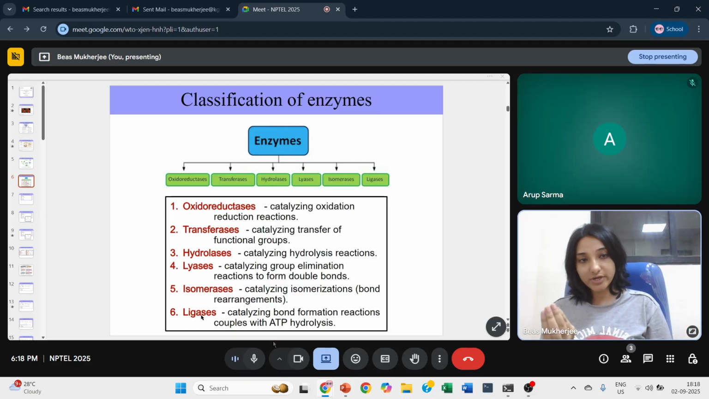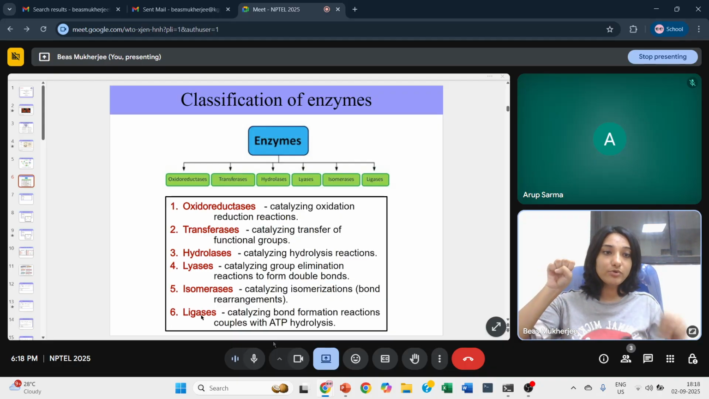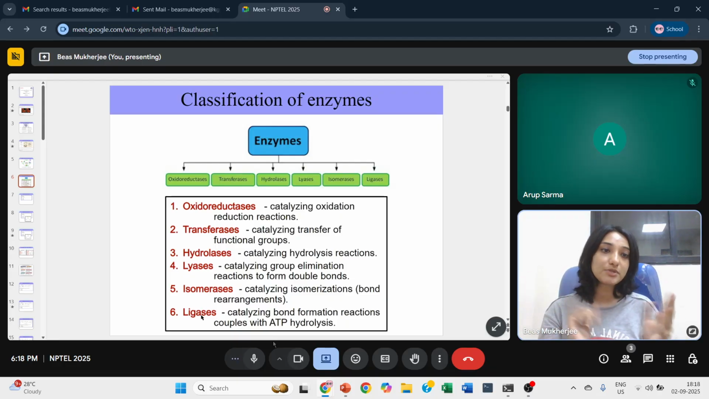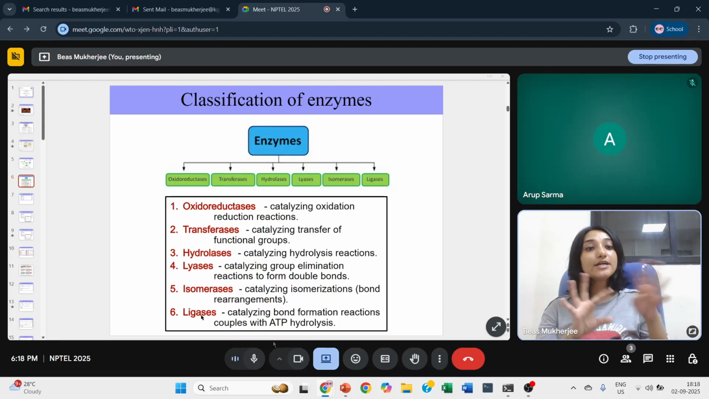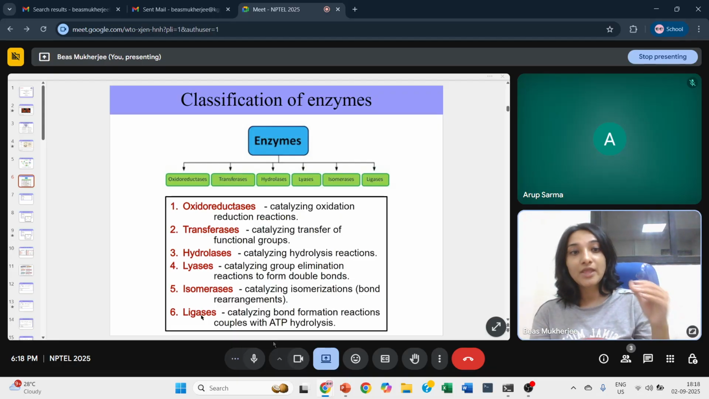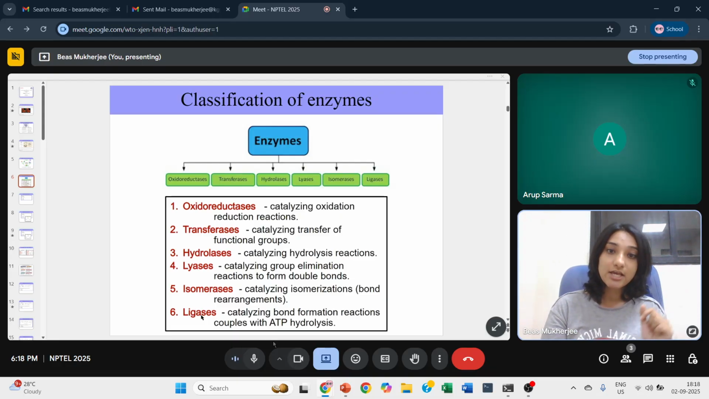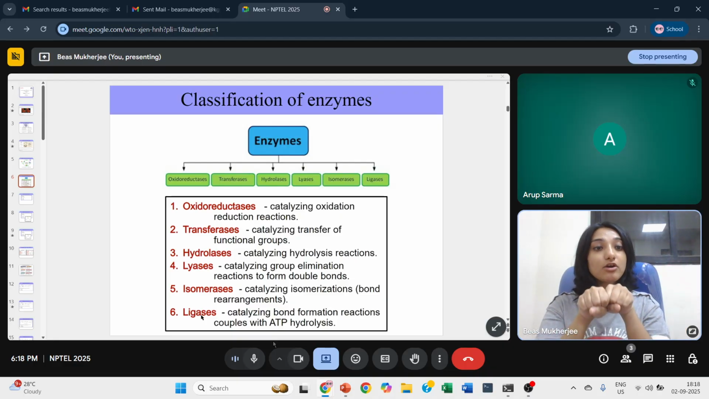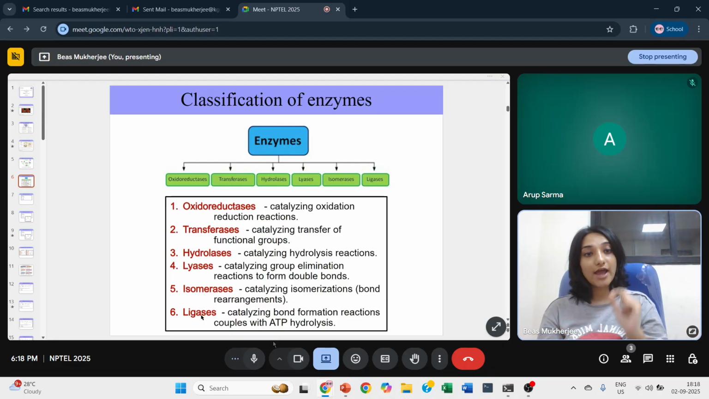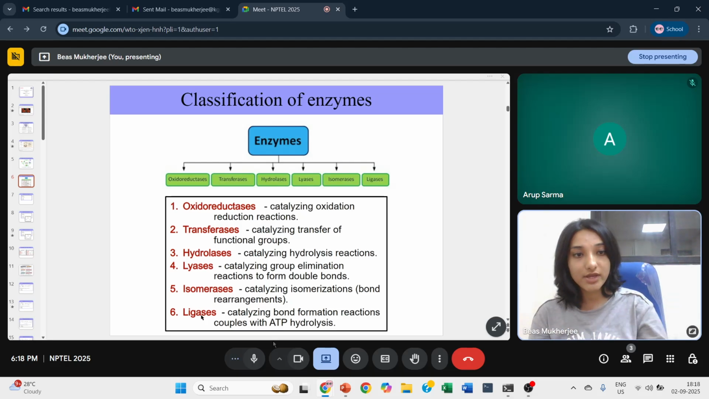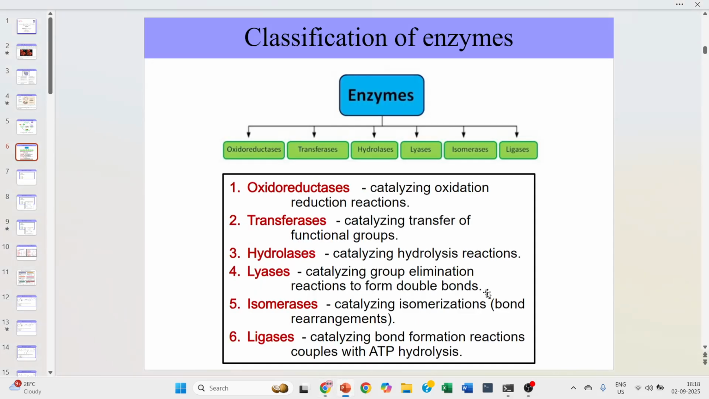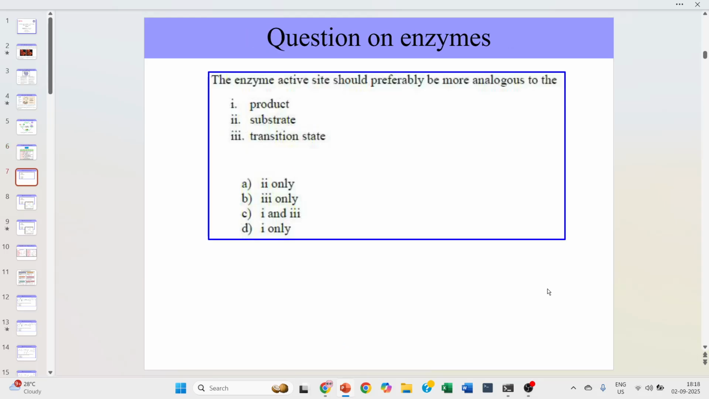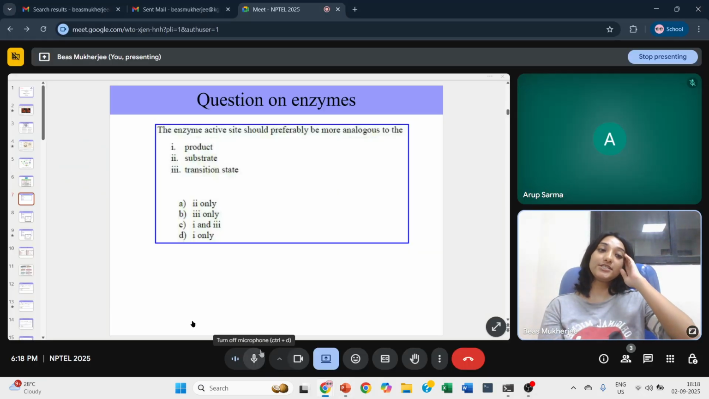And then there are isomerases. So from this compound, it is becoming this compound. Both of these are isomers, and isomerase is participating in this reaction, so just a rearrangement of the bonds is happening. The other group is ligases. Ligase is joining two moieties using ATP. Okay, so these are the 6 groups that enzymes can be divided into. Now we'll start with our questions and answers.